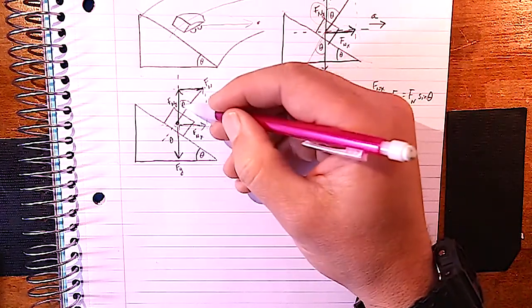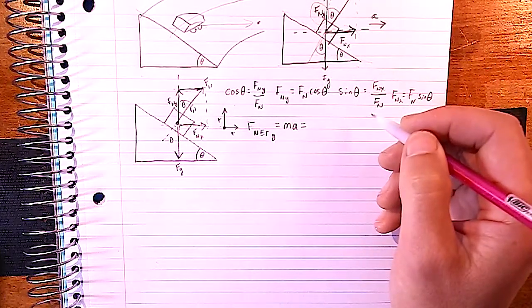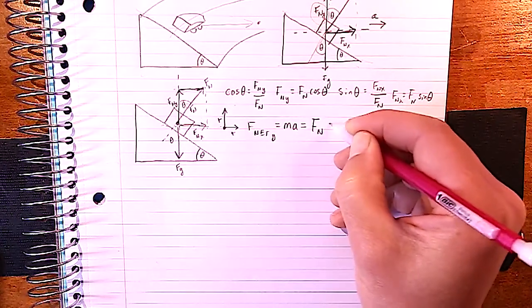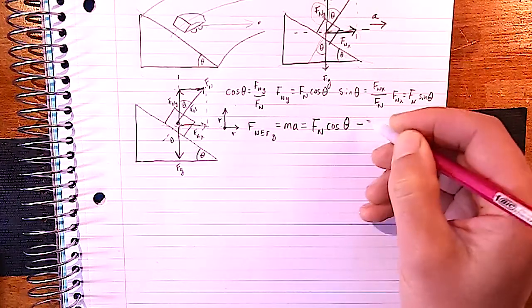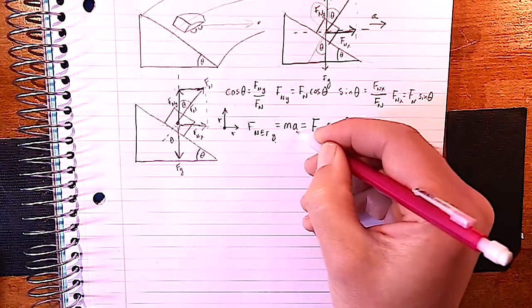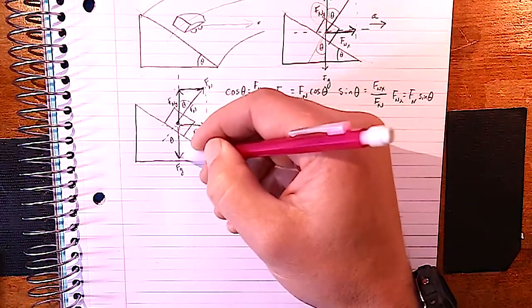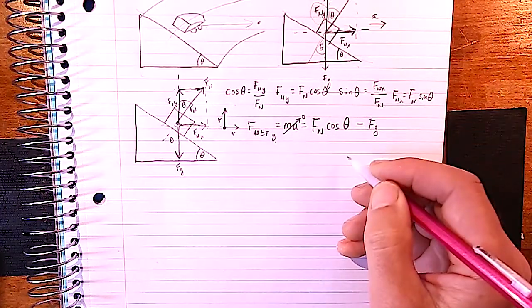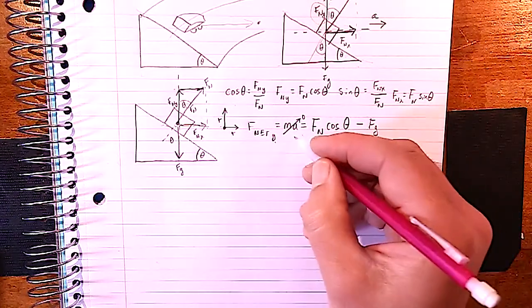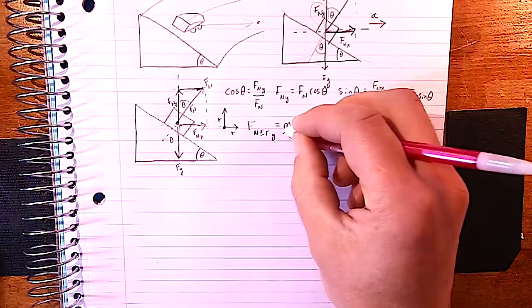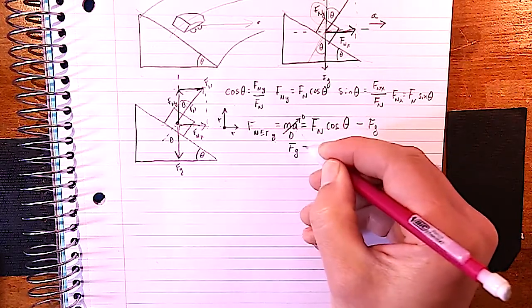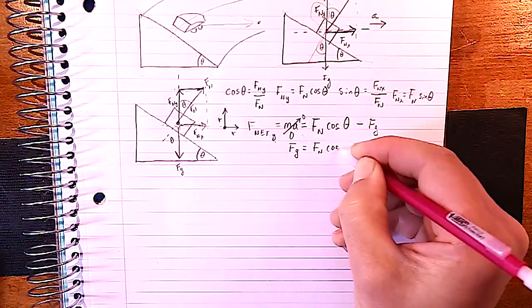Well, we have Fny is up, and Fny is going to be our Fn cos theta minus our force of gravity down. Now, in the y direction, there's no acceleration. It's not accelerating this way or this way, so that drops out to be 0. And we're solving for Fn, so we can bring this mg to the other side because that's 0. So bringing that over, that becomes Fg equals Fn cos theta.